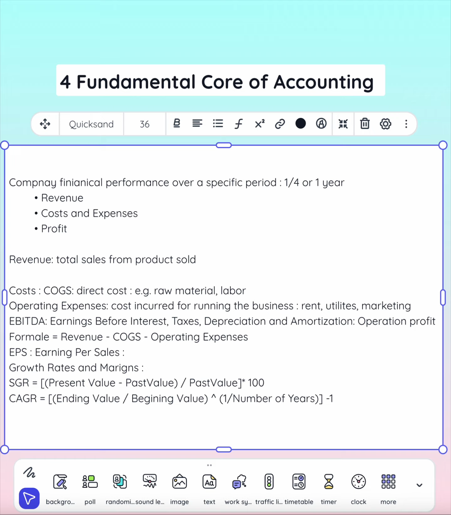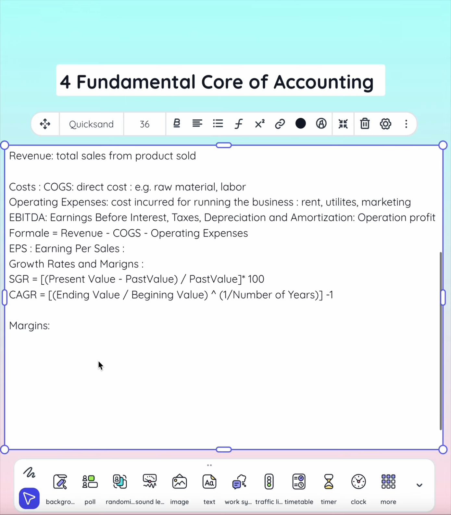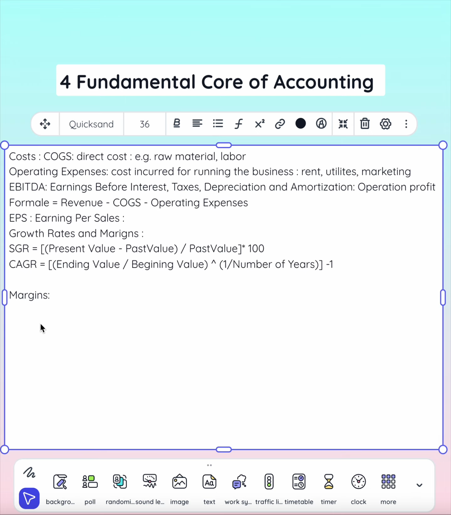Finally, you also have the margins. Margins represent the profitability of the business or product, usually expressed as a percentage of revenue. For margins, we have the gross profit margin.